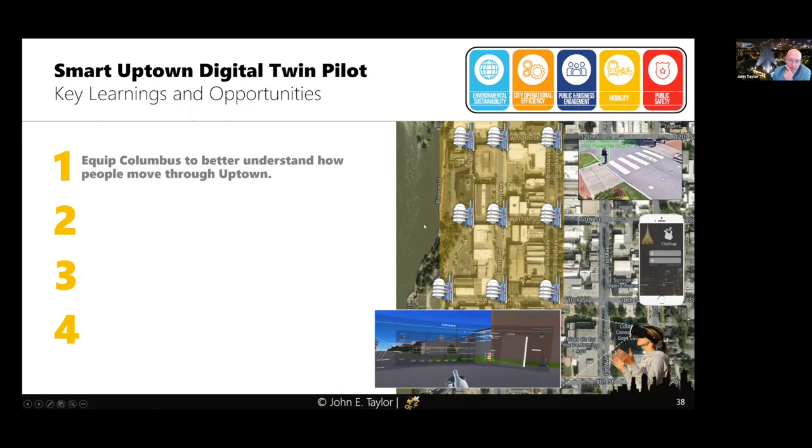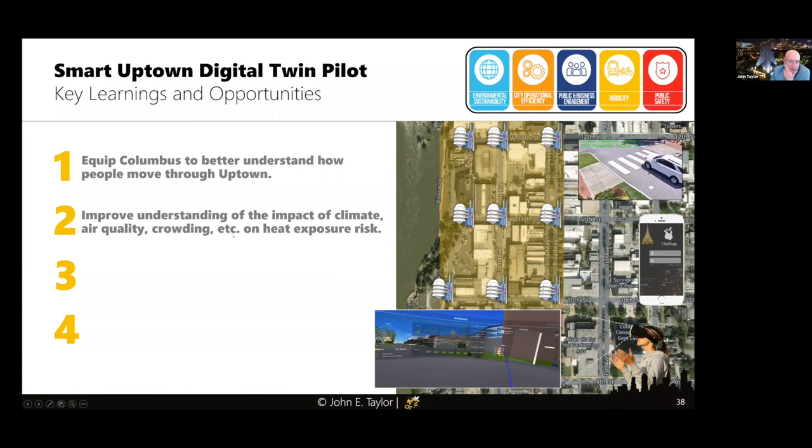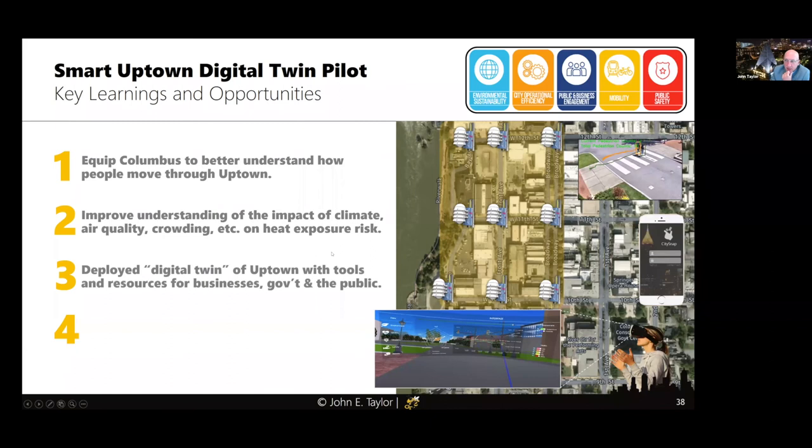So that's what is happening in a city. At a second level, remember, the second level of a smart city digital twin is: why is it happening? So we're helping them to understand, with this weighted temperature humidity index, the heat exposure risk, and what the impacts of the climate, air quality, and crowding are on that risk in the uptown area of the city, which is a shopping area of the city, and a new hotel has been built up. And so it's a bit crowded.